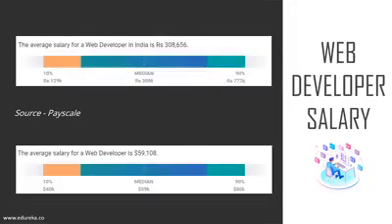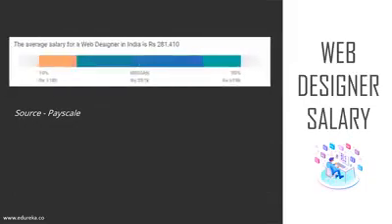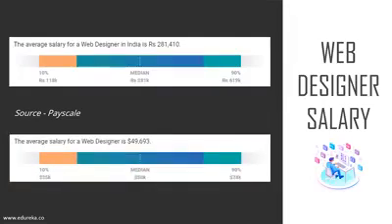Now, the average salary of a web designer in India is around 2,80,000 per annum, which is slightly less than a web developer. The same goes for the average salary of a web designer in US, which is around $49,000 per annum. Even this is slightly less than the average salary of a web developer. So these were the salary comparisons of a web developer and a web designer.